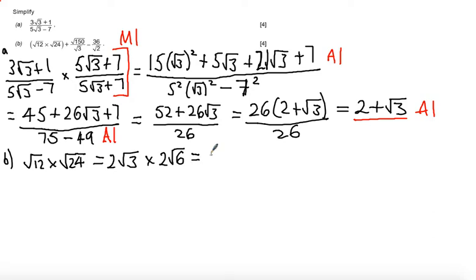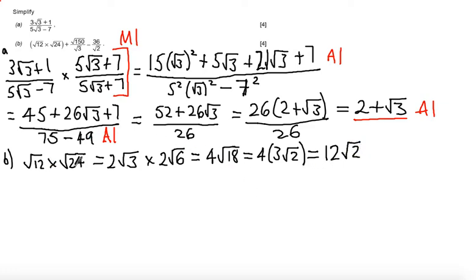And so when I multiply these together, I get 4 root 18. Furthermore, I can simplify the root 18 because this is root 9 times root 2. So I get 4 lots of 3 root 2. And so when I expand that out, I get 12 root 2.